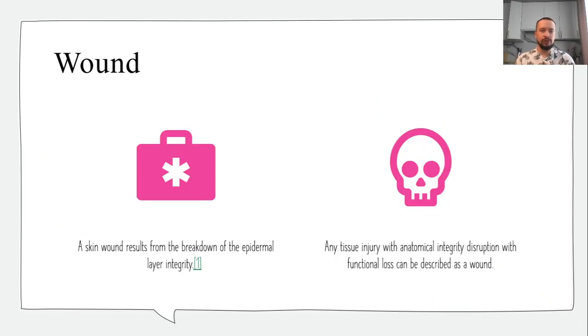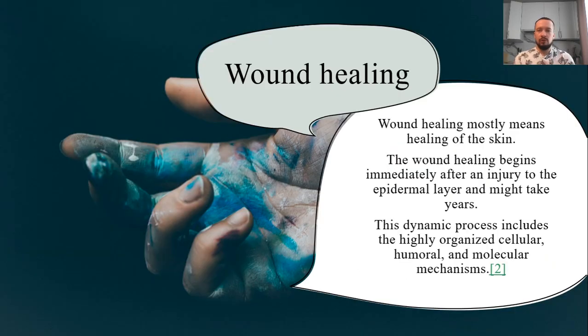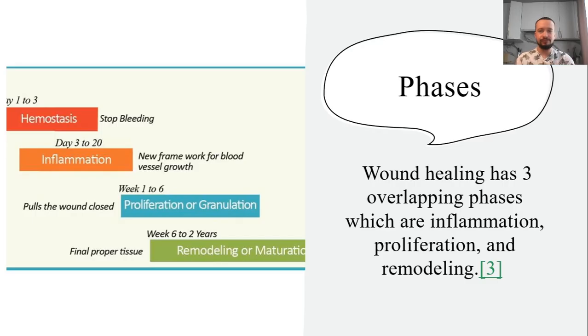Wound. A skin wound is a result of the breakdown of the epidermal layer integrity. Any tissue injury with anatomical integrity disruption with functional loss can be described as a wound. Wound healing mostly means healing of the skin. Wound healing begins immediately after an injury to the epidermal layer and might take years. This dynamic process includes highly organized cellular, humoral, and molecular mechanisms.